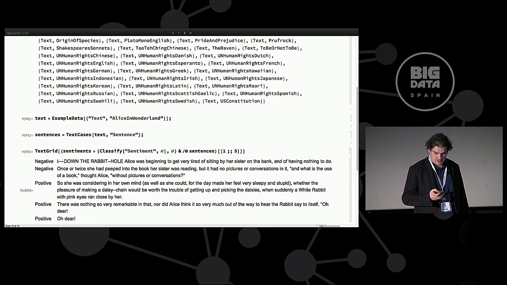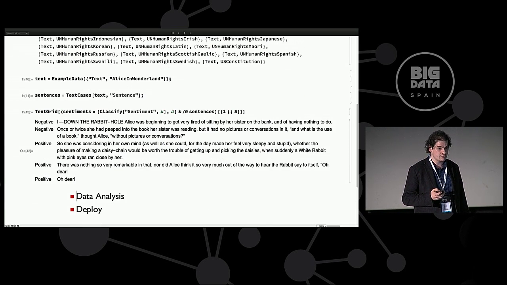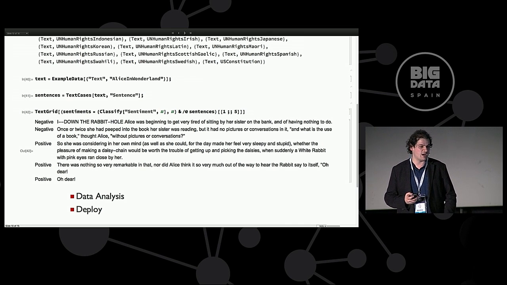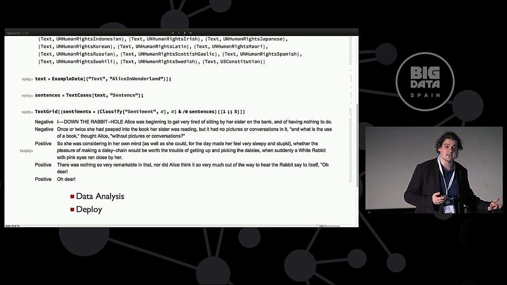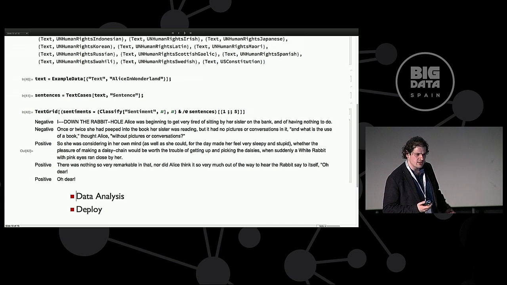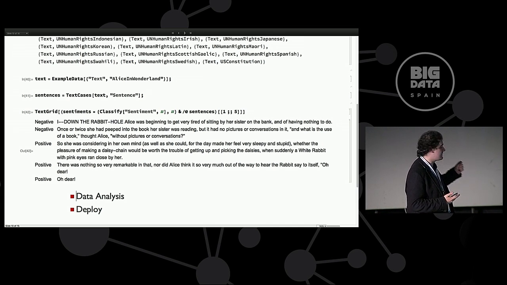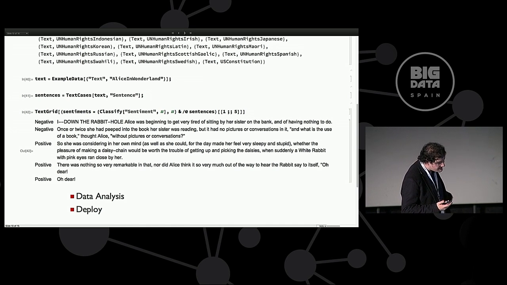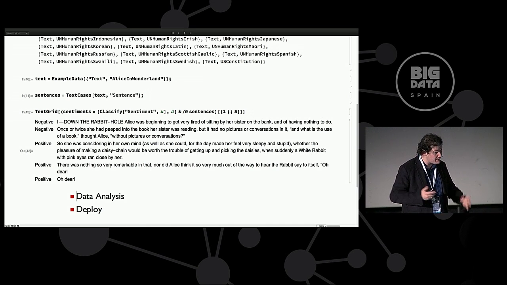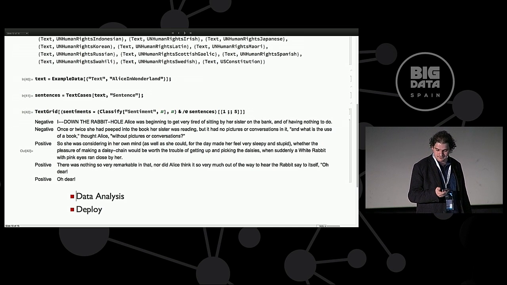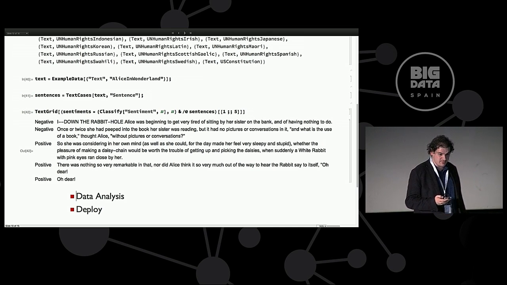So what do we have here? We have five sentences. We can see that the first five sentences of the book go negative, negative, positive, positive, positive. It says, oh dear, is a positive thing. It's a bit weird, but fine. Let's continue in the interest of science.